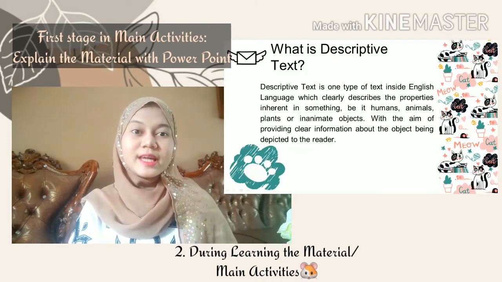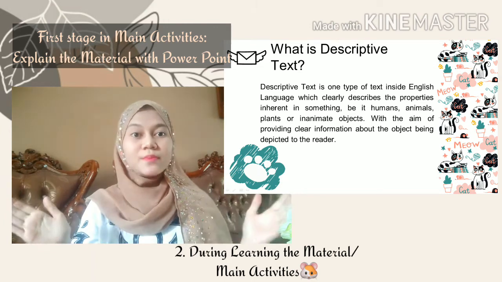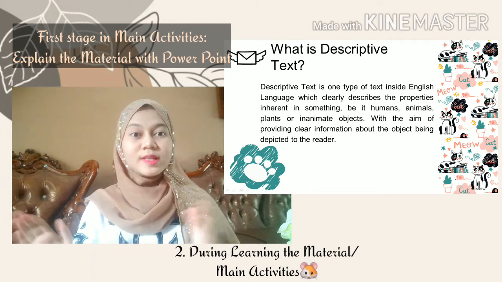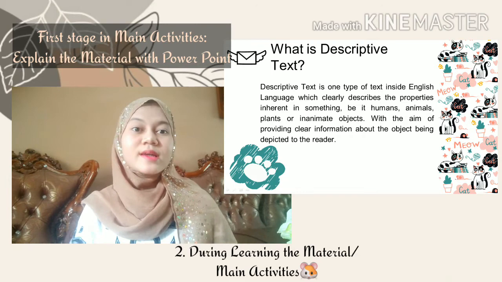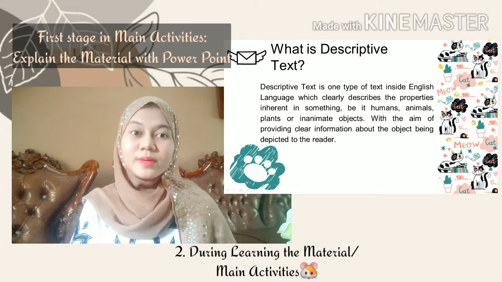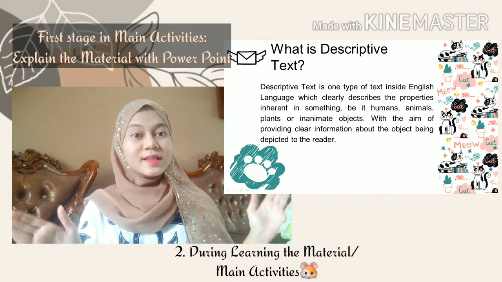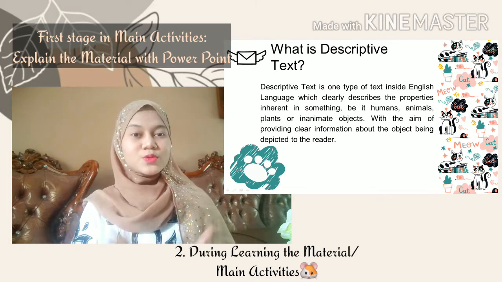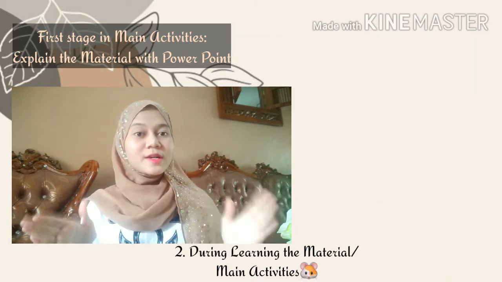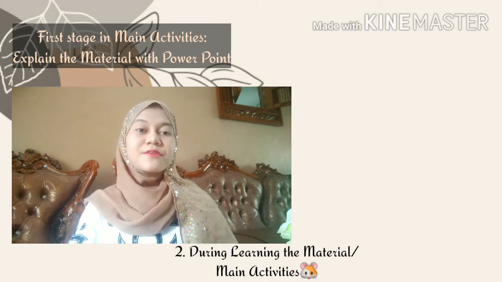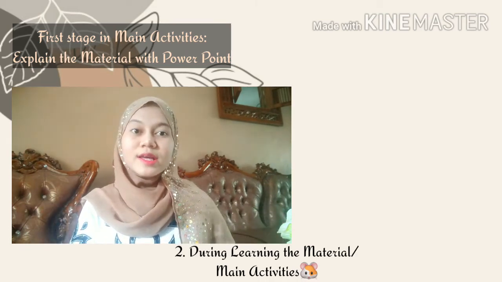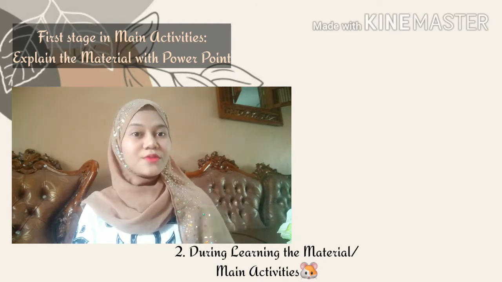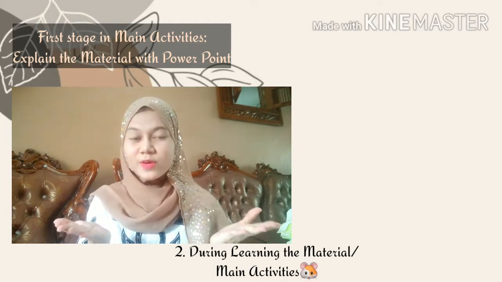Okay, on the first slide, descriptive text is one type of text in English which clearly describes the properties inherent in something, be it humans, animals, plants, or inanimate objects, with the aim of providing clear information about the object being depicted to the reader. Furthermore, this descriptive text must have characteristics. Well, there are three characteristics of descriptive text. Then, one of its characteristics, does anyone know?